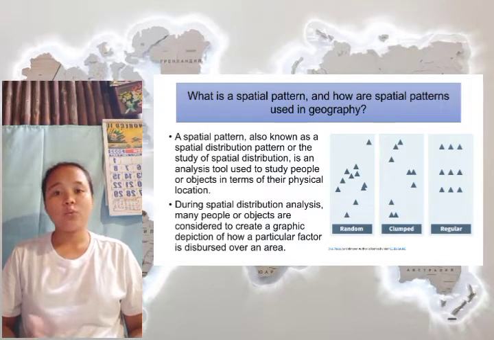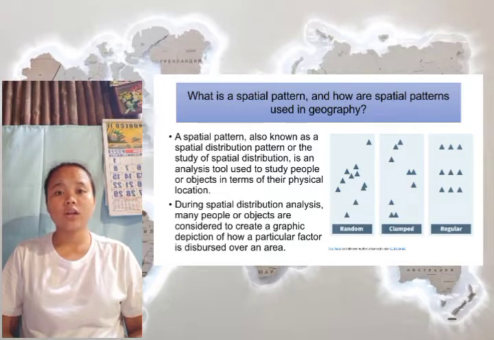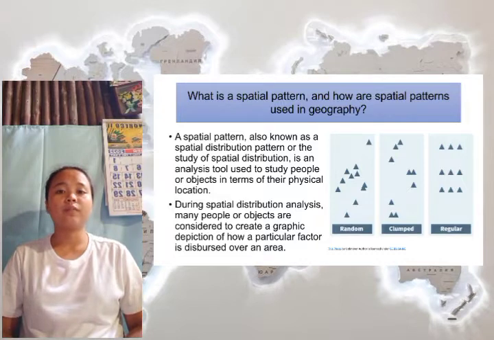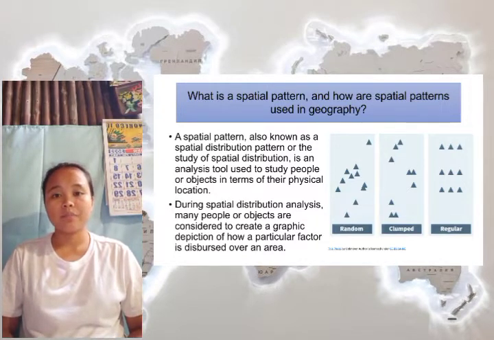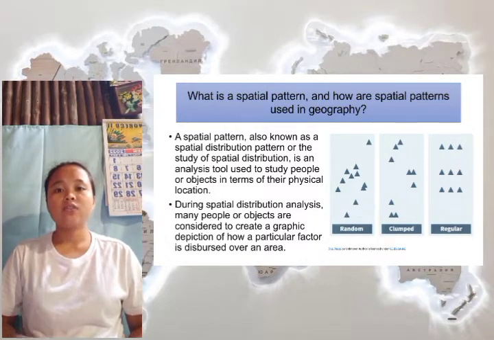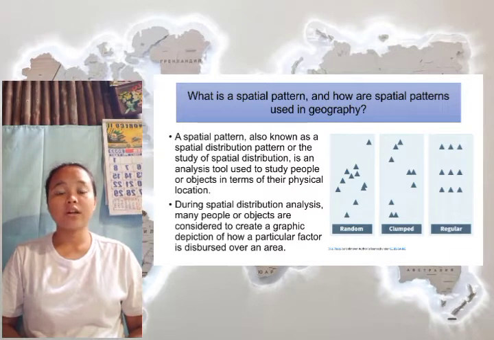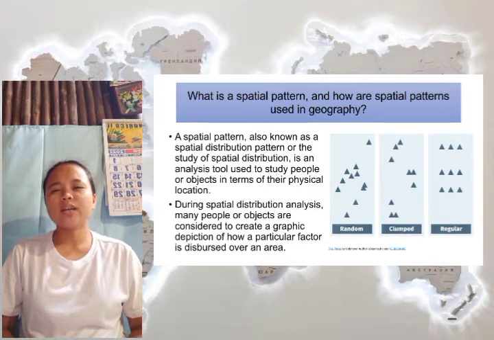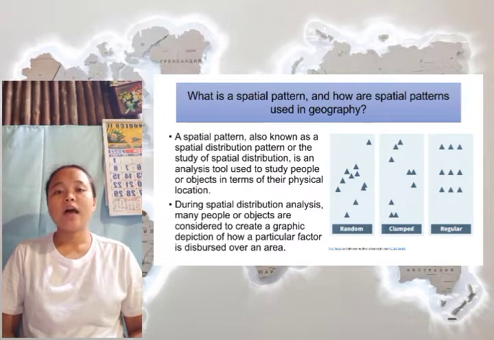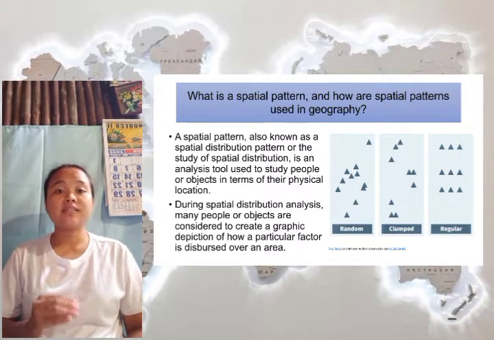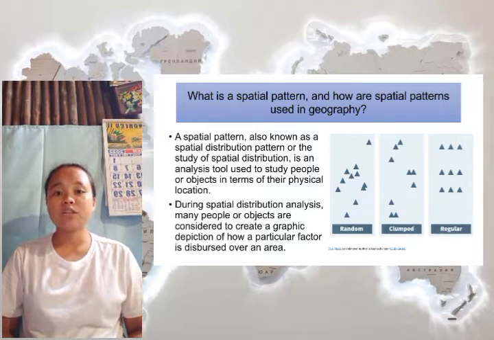So basically, we are asking where things occur and how they relate to each other. So it is a useful field of analysis. After all, everything happens somewhere. So spatial distribution study works by selecting a variable and plotting incidence of the variable on a map. During a spatial distribution analysis, many people or objects are considered to create a graphic depiction of how a particular factor is dispersed over an area.